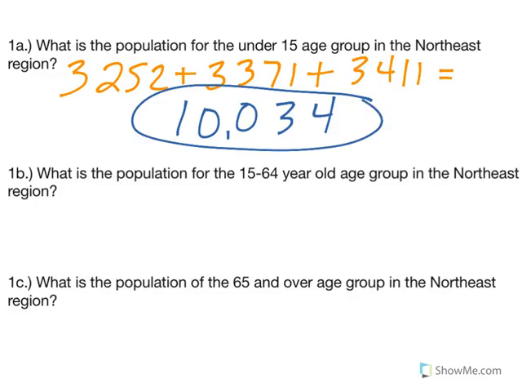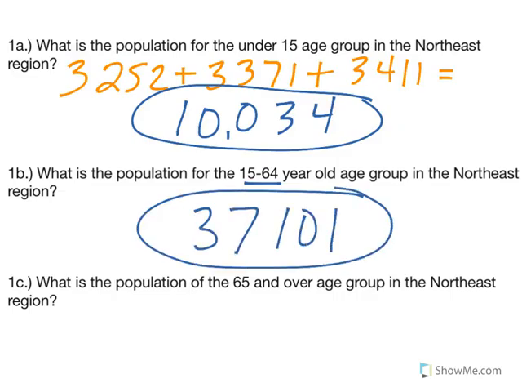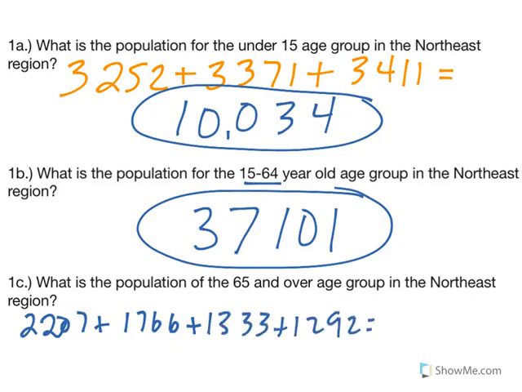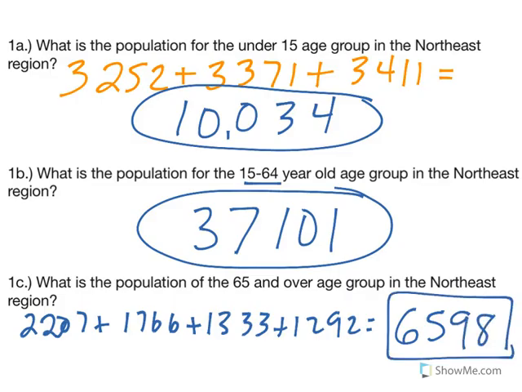What is the population for 15 to 64? So I'm going to add all of those together. Everybody who's in this age group, and there's a lot of them, but I came up with 37,101. And the 65 and over, there's only 4 of those, 2207, 1766, 1333, and 1292, for a total of 6598. So these are my totals for the 3 different age groups: child, working, and old age. So now we can get into our ratios.